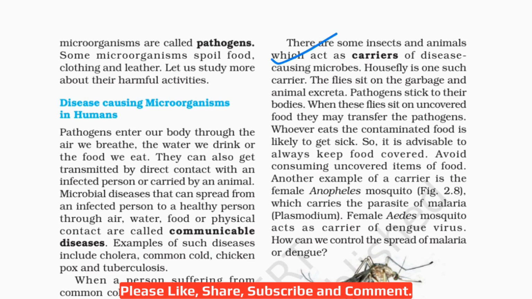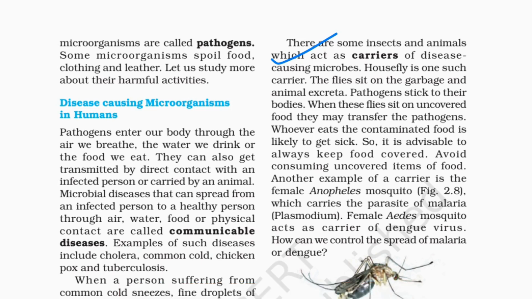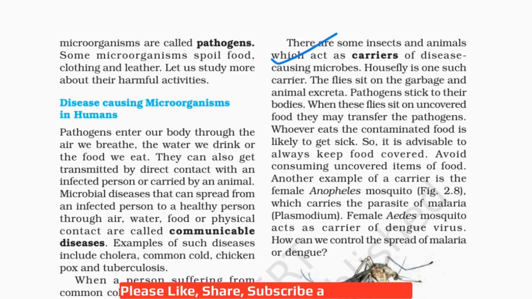Now, there are some insects and animals which act as carriers of disease causing microbes. Housefly is one such carrier. The fly sits on the garbage and animal excreta. Pathogens stick to their bodies. When these flies sit on uncovered food, they will transfer these pathogens. Whoever eats this contaminated food is likely to get sick. So, it is advisable to always keep food covered. Avoid consuming uncovered items of food.